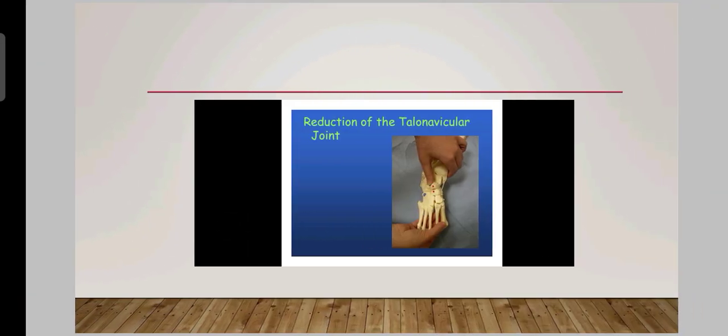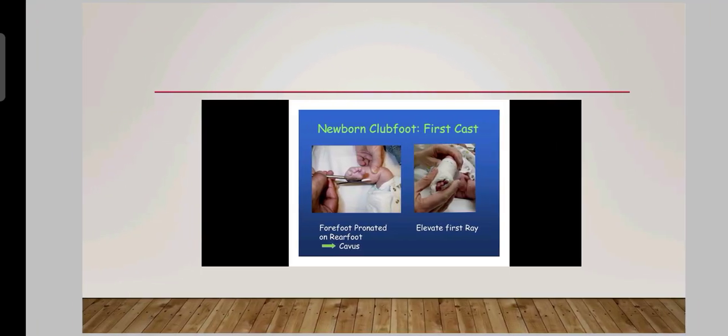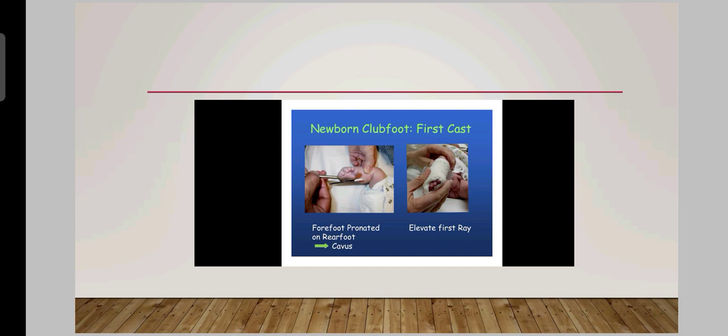In these diagrams, reduction of the talonavicular joint is shown. Here we first locate the head of the talus, which is situated just distal and anterior to the lateral malleolus. You can see, feel and locate the head of the talus, which acts as the fulcrum during the correction of the foot during the casting procedure also. And this is in the diagrams.